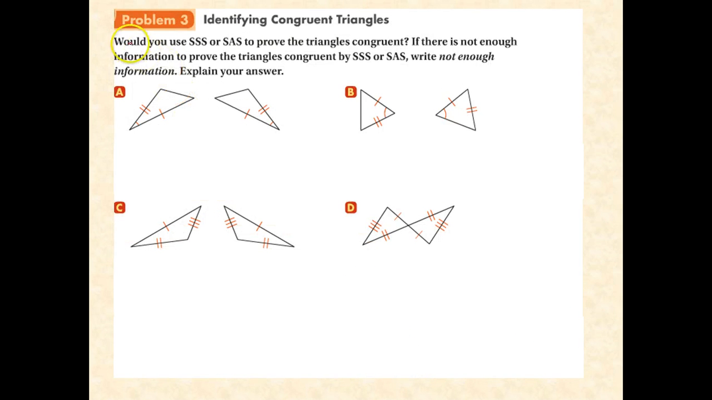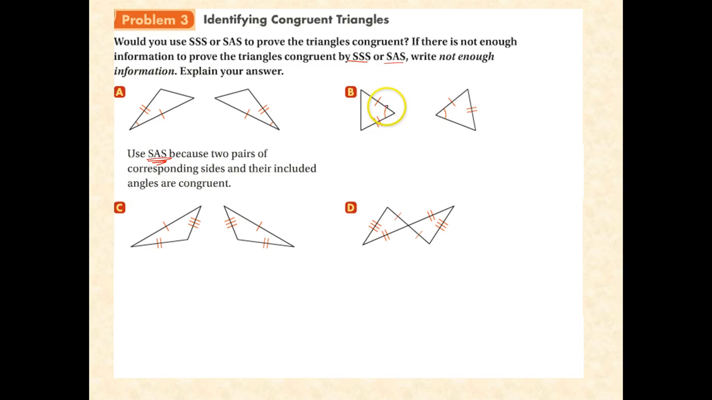Okay, so let's see if we can identify congruent triangles. Would you use side, side, side, or side angle side to prove the triangles congruent? If there's not enough information to prove them congruent by one of those two postulates, then write not enough information. So what do we got here? We got a side and a side with the included angle, side and a side with the included angle, so we can say those are two congruent triangles by side angle side.